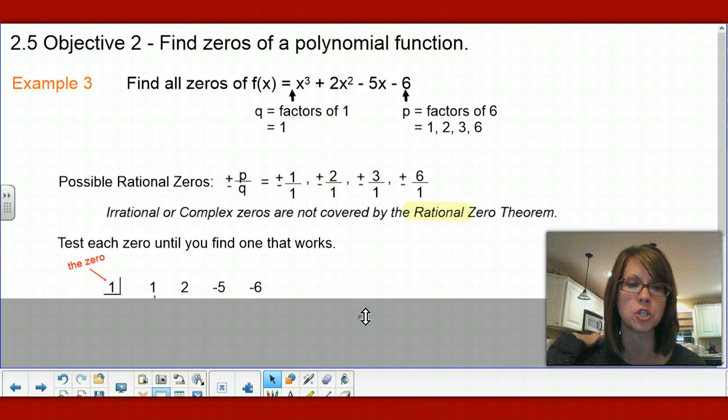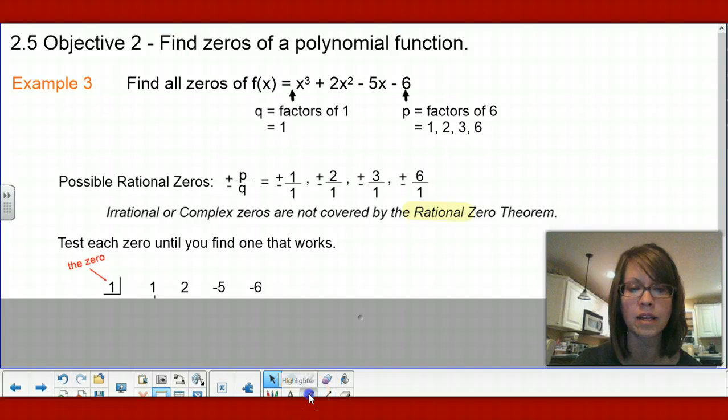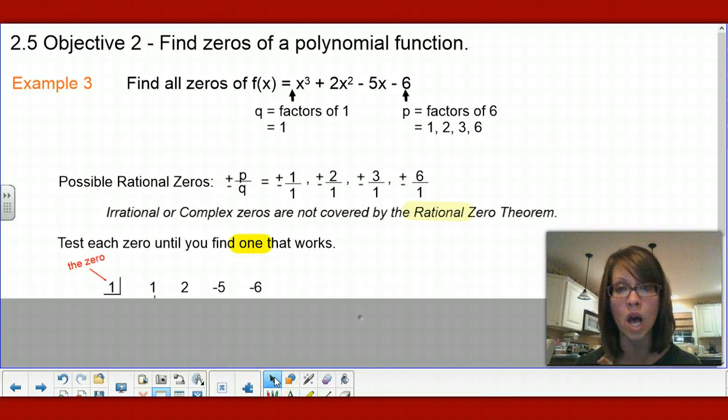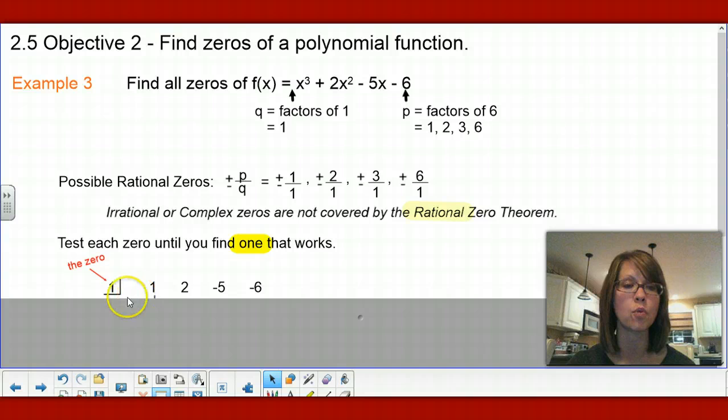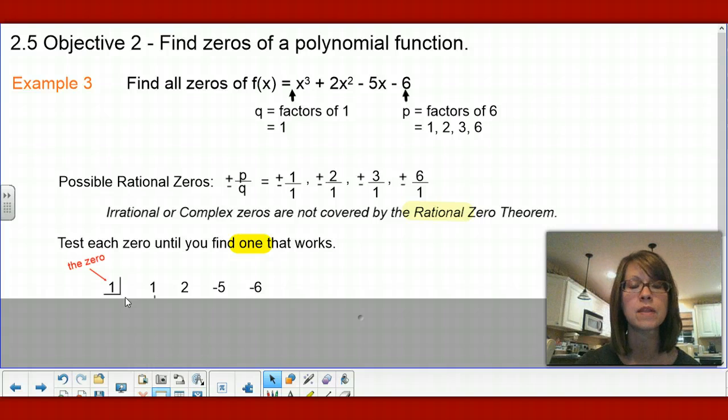positive 1. To touch on the things that I've written up here that you just now see, again, this is the rational zero theorem. It does not apply to irrational roots like square root of 3. It also does not apply to complex roots, imaginary is what I'm saying there. And you have to test each zero until you find one that works. You don't have to continue to test all 8. Once you find one, you can roll with that. Testing this zero, we're going to use the factor theorem that you talked about back in 2-4.